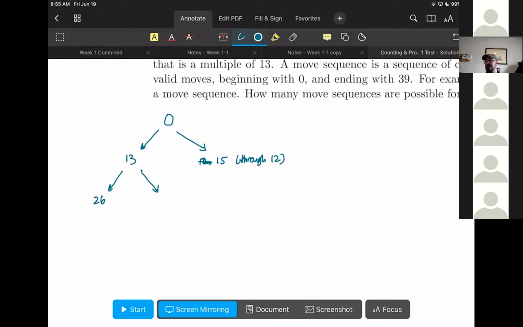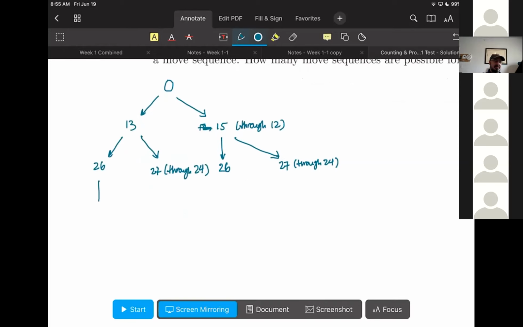So let's say it goes to 27 through 24, because it has to go from 24 to 27, or it can go from 24 to 26. And then similarly, in the case of 15, it can go to 26, or it can go to 27 through 24. Once it goes from 26, it has to take some sequence of moves to 39. Once it goes to 27, all of these have to go to 39.